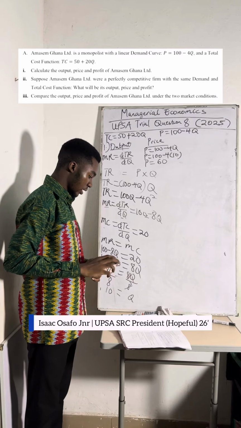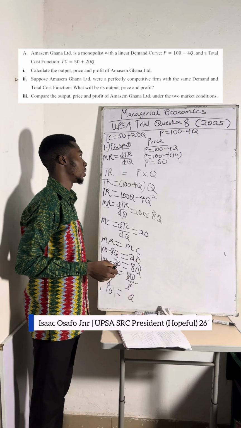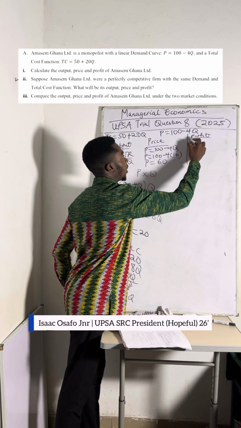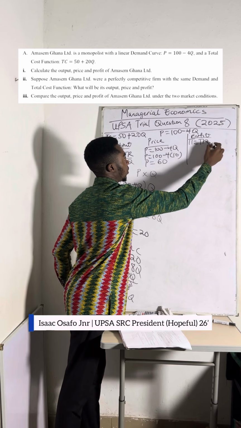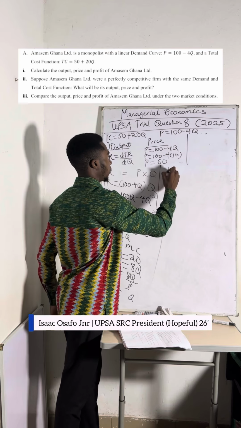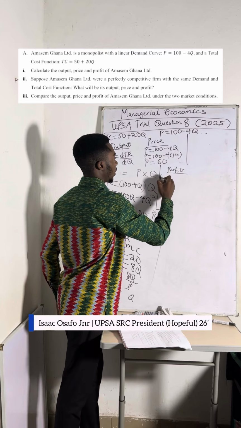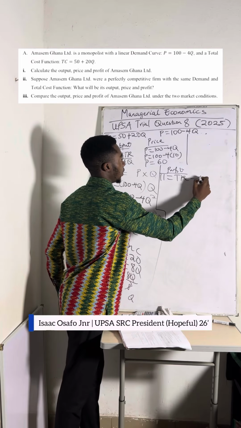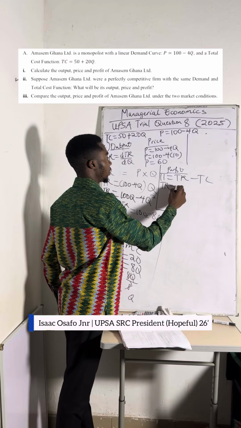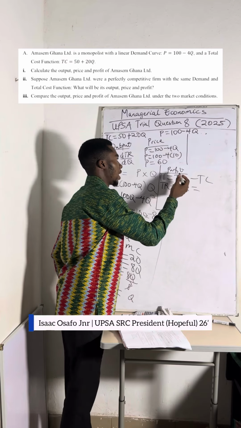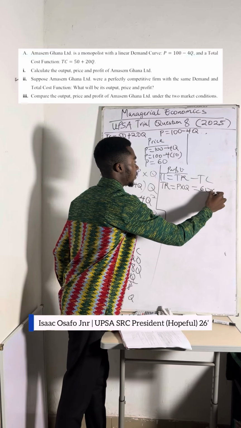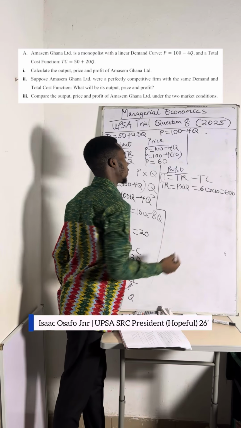Now the next one says that we should find the profits, right? So now let's find the profits. You know that profit is total revenue minus total cost. Let's find total revenue first. Total revenue is price times quantity, right? And our price, you already know it as 60. Our quantity too, we know it as 10. So 60 times 10 will give us 600. So our total revenue is 600.